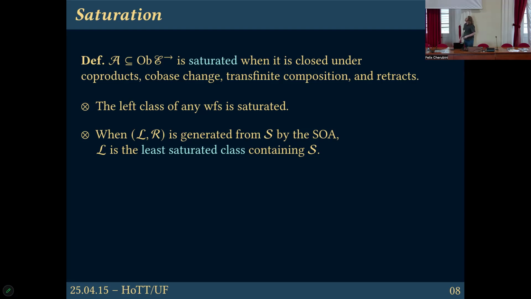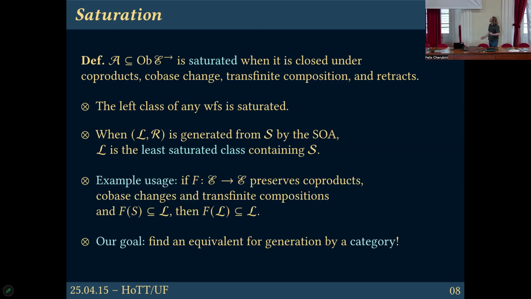You can say that an arbitrary class of maps in a category is saturated when it's closed under all these operations. And it happens to be the case that the left class of any weak factorization system is saturated. So as a consequence, if we generate a factorization system from the small object argument, then its left class is the least saturated class containing S. And then we can use it to prove the kind of things like in my beginning story.